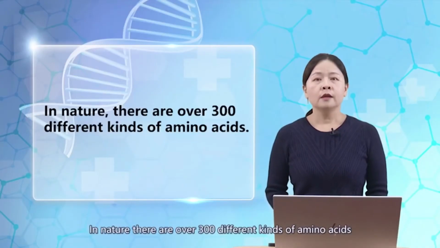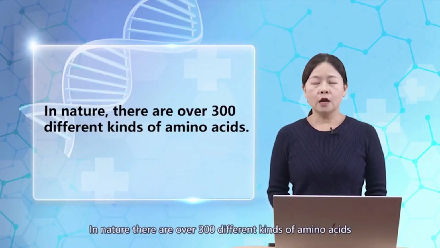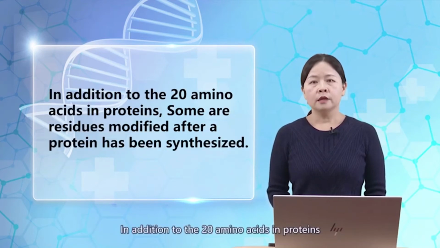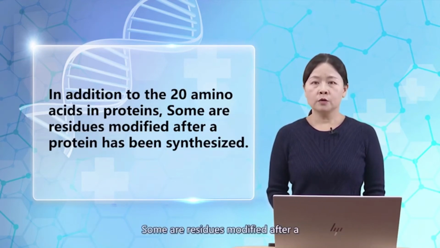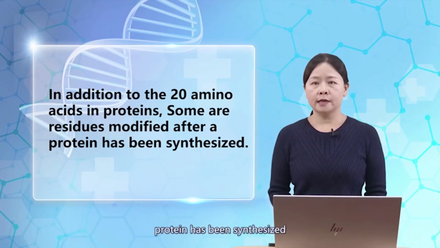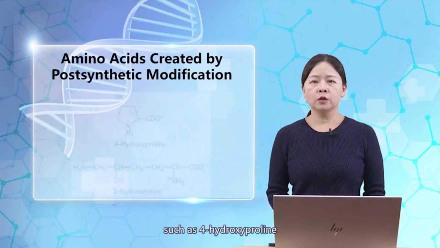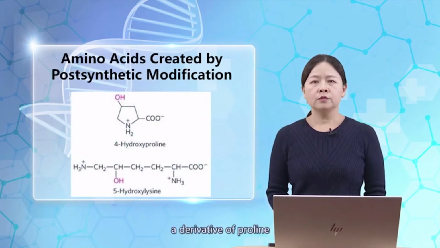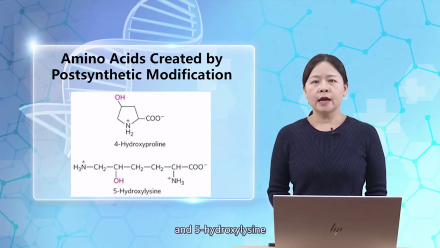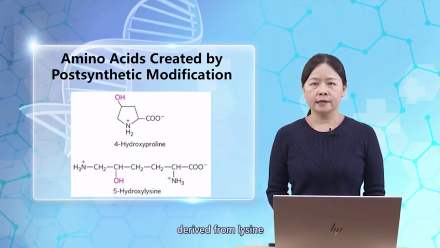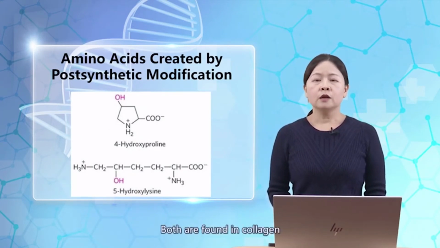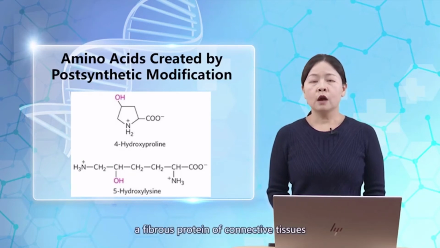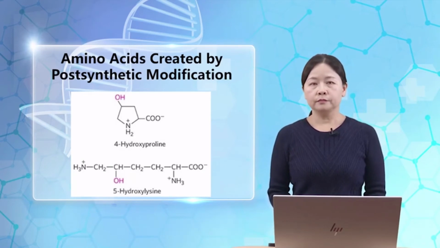In nature, there are over 300 different kinds of amino acids. In addition to the 20 amino acids in proteins, some are residues modified after a protein has been synthesized, such as 4-hydroxyproline, a derivative of proline, and 5-hydroxylysine, derived from lysine. Both are found in collagen, a fibrous protein of connective tissues.